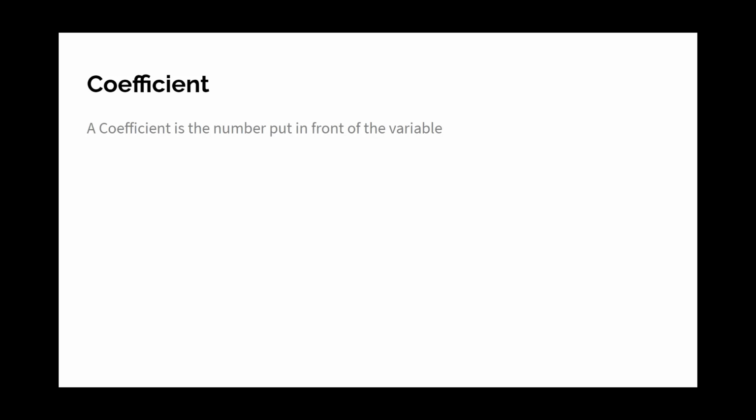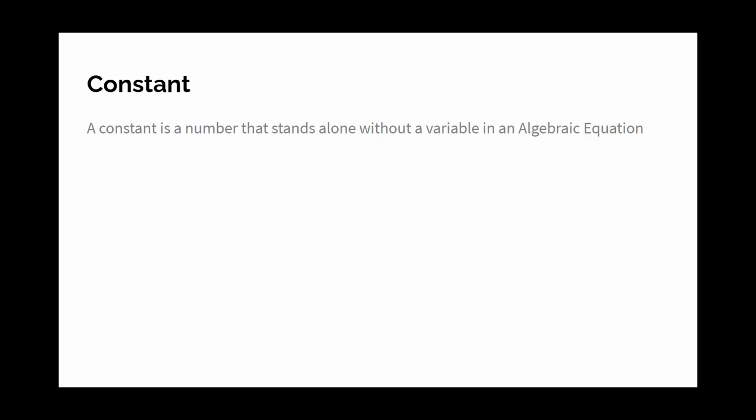Coefficient. A coefficient is the number put in front of the variable. So an example is 7x plus 34. In this case, the coefficient would be 7. A constant is a number that stands alone without a variable in an algebraic equation. So let's say 5L minus 7. Here, 7 would be the constant because it stands alone.